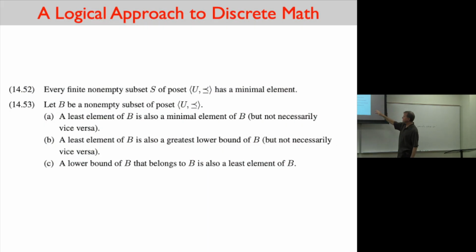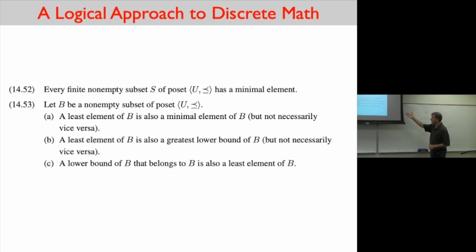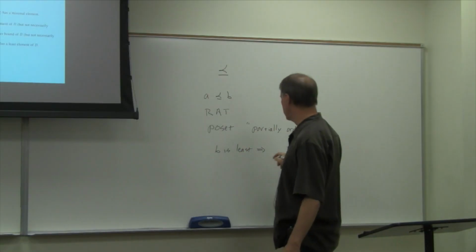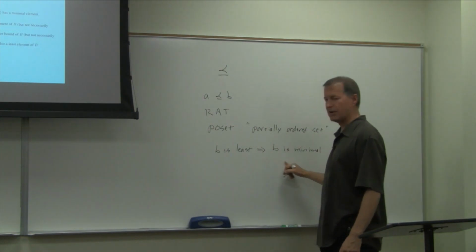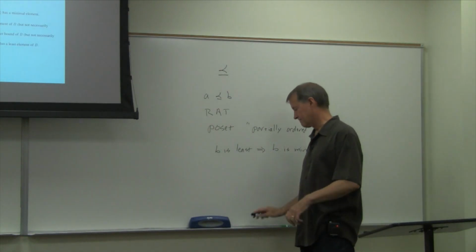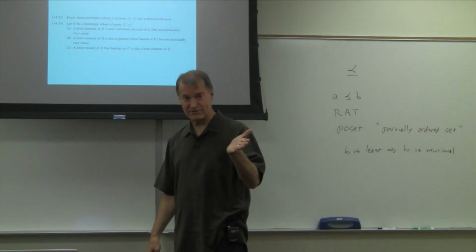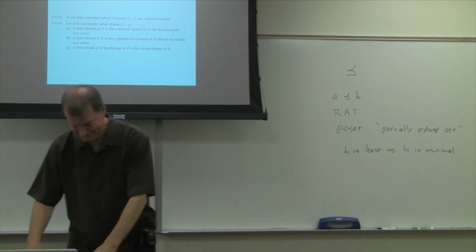So let B be a non-empty subset of poset. A least element of B is also a minimal element of B. So what implies what? If we want to prove 14.53a, we have to prove that what implies what? B is least implies B is minimal, right? So this is an implication. We have to prove an implication, right? Is everybody with me? Okay, so get out a piece of paper and a pencil, those of you who are in video land there.